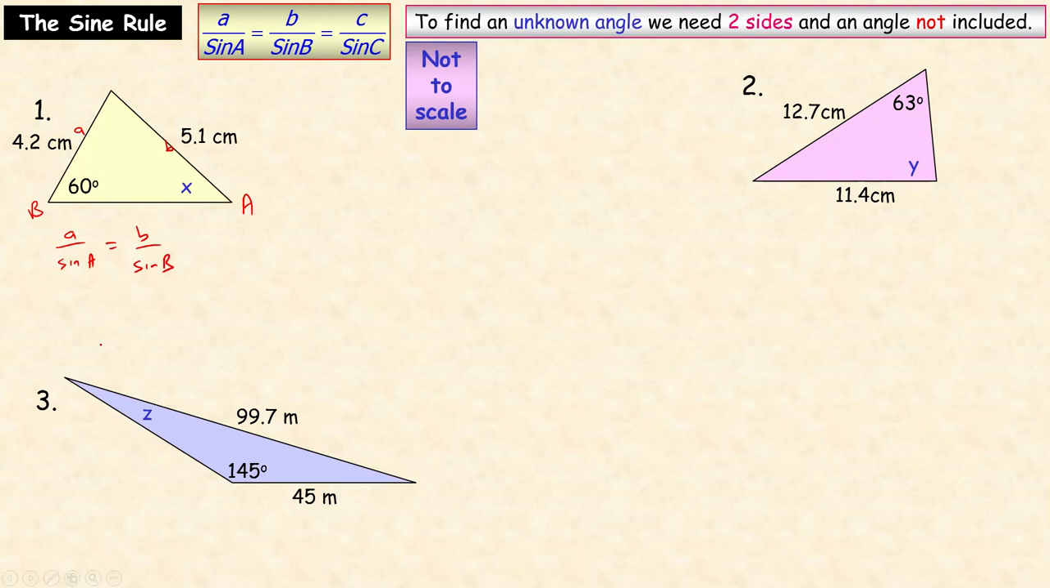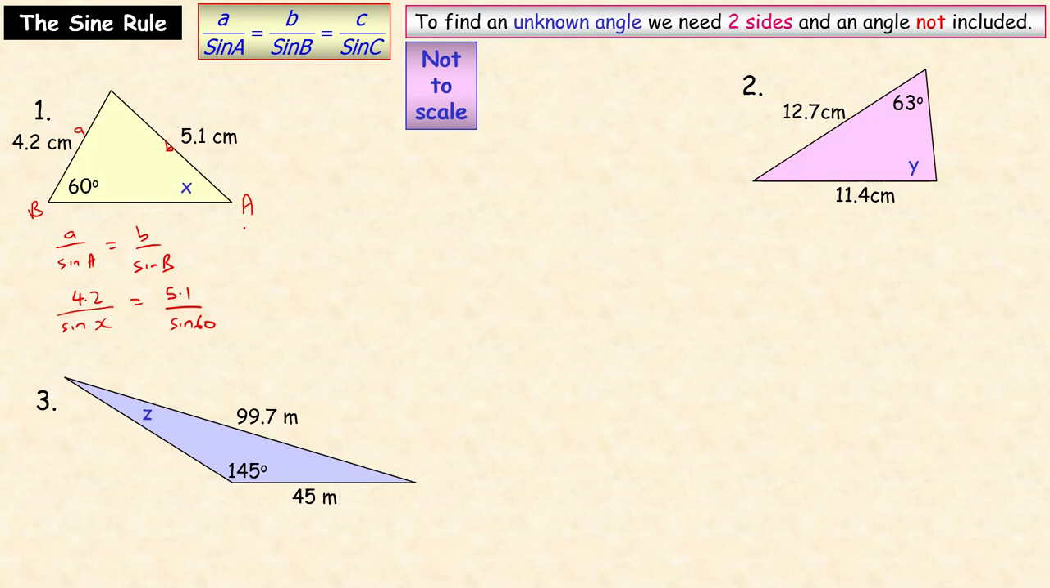Now it's all about rearranging. So let's put what we know into this equation. a is 4.2, so 4.2 over sine of x, which we're looking for, is equal to b, 5.1, divided by sine of 60.